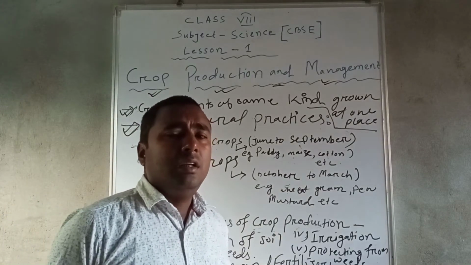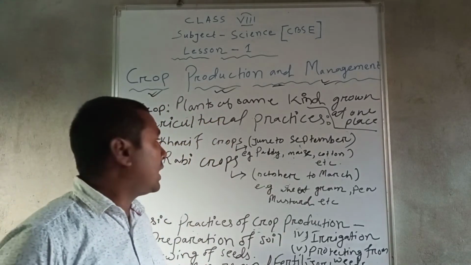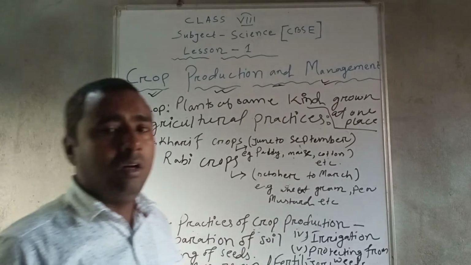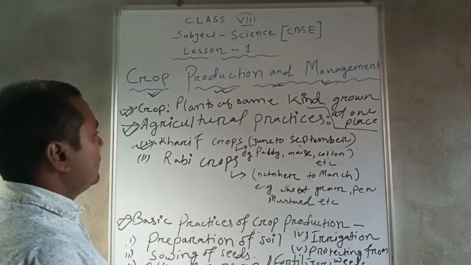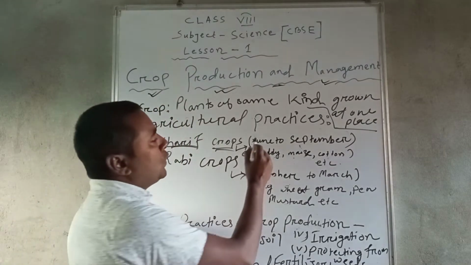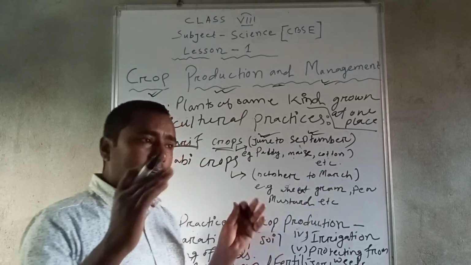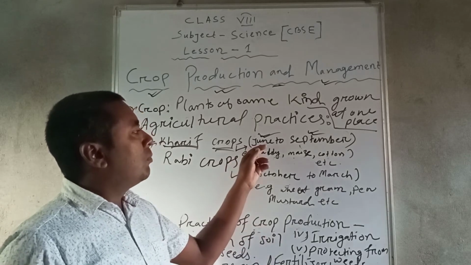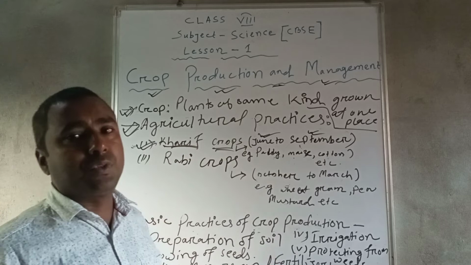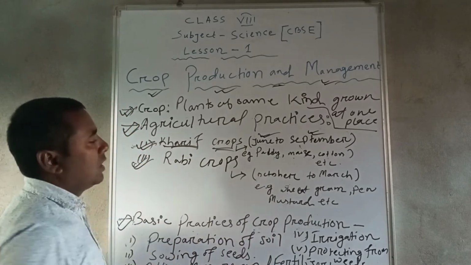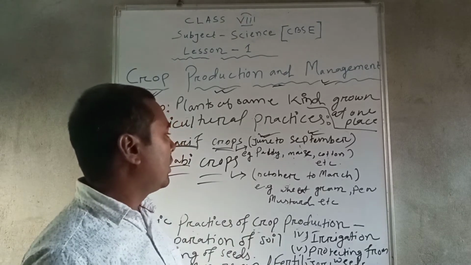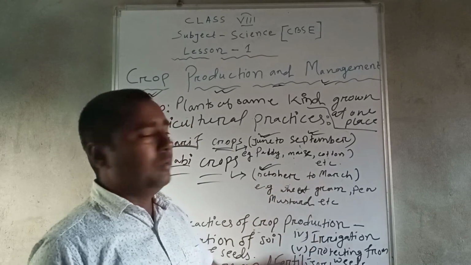Despite this diversity, crops have been categorized into two broad categories: Kharif crops and Rabi crops. Kharif crops are the crops that are grown during the rainy season, from June to September. That means the crops grown from the month of June to September are termed Kharif crops. The second one is Rabi crops. Rabi crops are grown during the winter season, from the month of October to March.